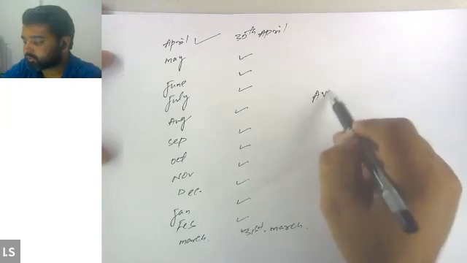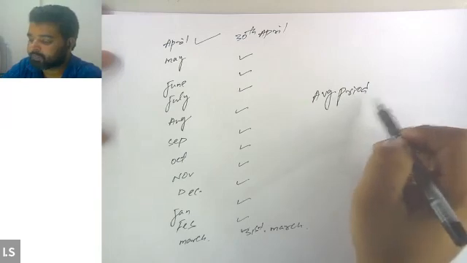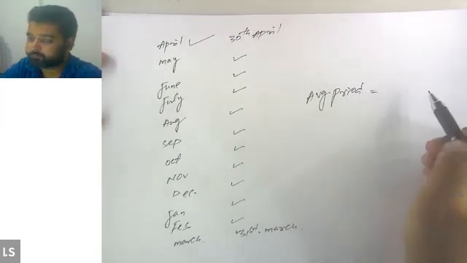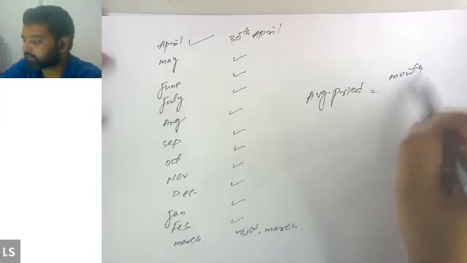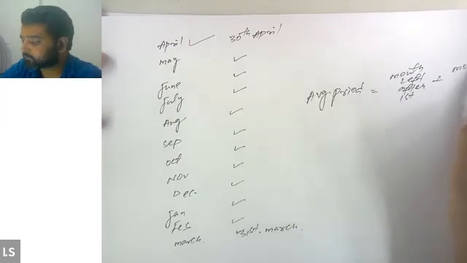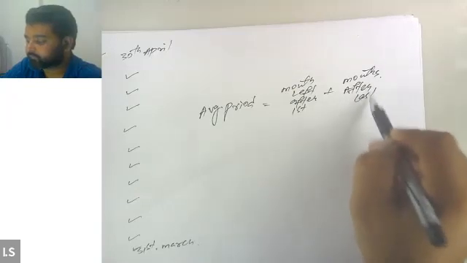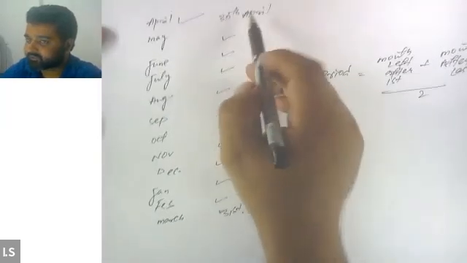Now we need to find out what will be the average period in such a situation. If fund is being withdrawn at the end of the month, so average period will be months left after first drawing plus months left after last drawing divided by 2. Tell me how many months are left after first drawing.